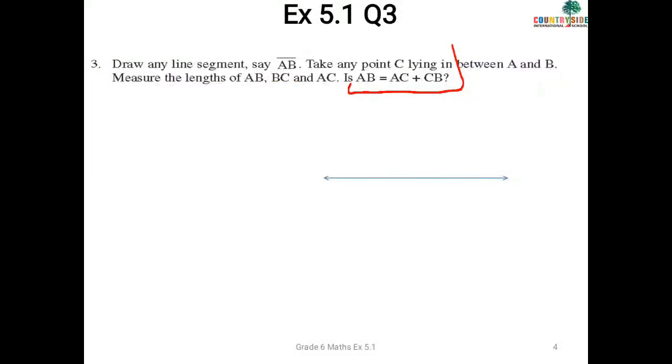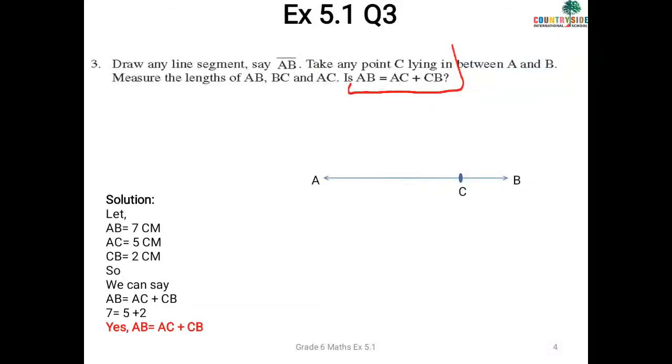The question is, draw any line segment, say AB, take any point C between A and B, and measure the lengths of AB, BC and AC. Show that AB equals AC plus CB. Underline this, we have to prove this. So this is the line, let's name it A and B. Now take a point and name it C. Here let AB equal 7, AC equal 5 and CB equal 2.